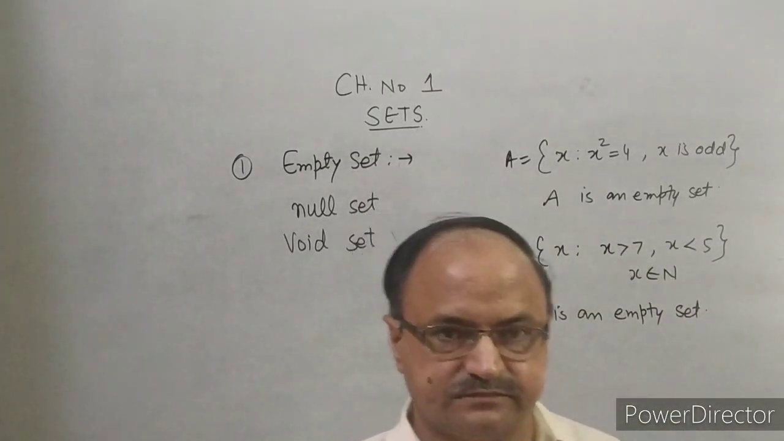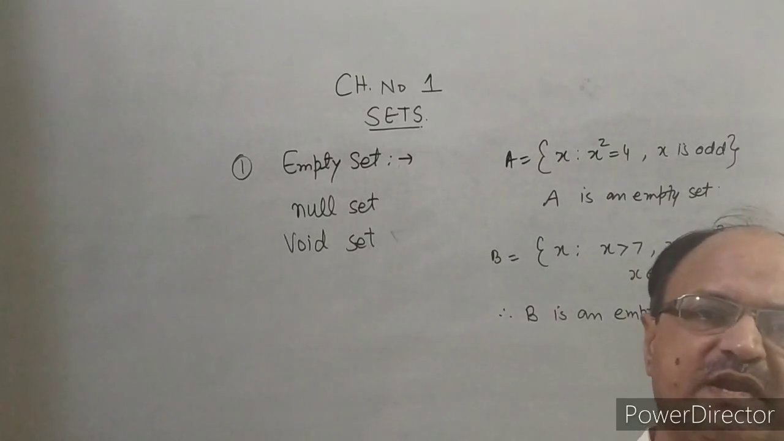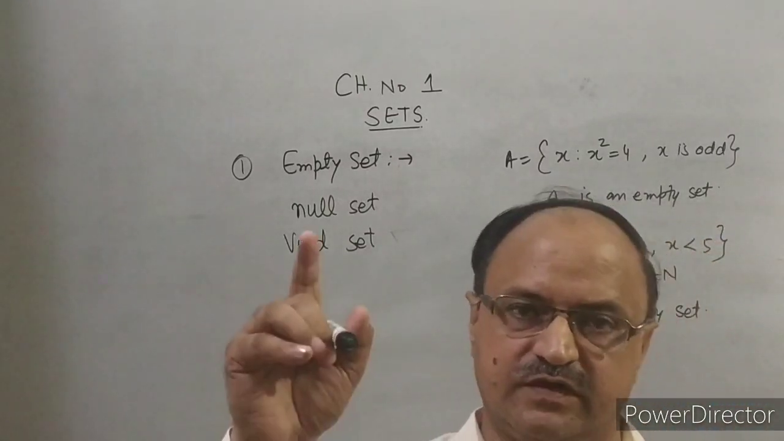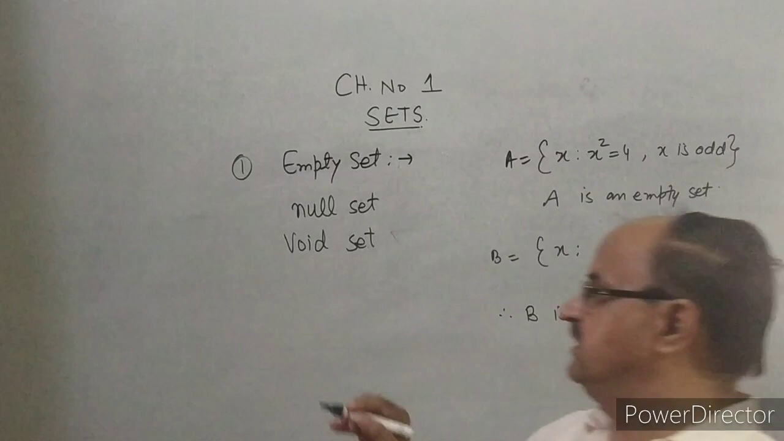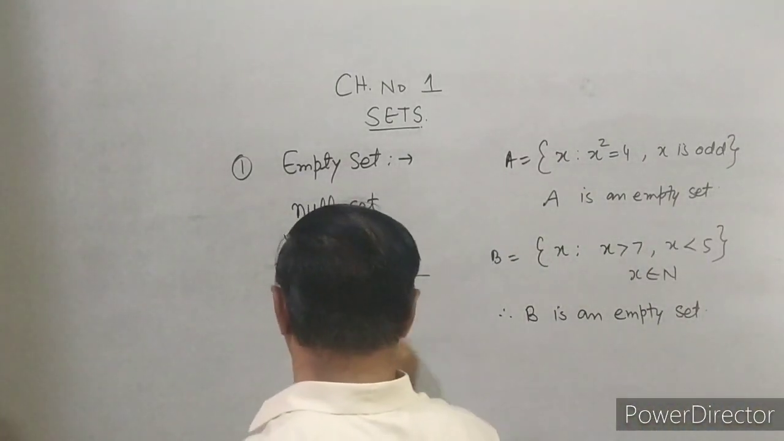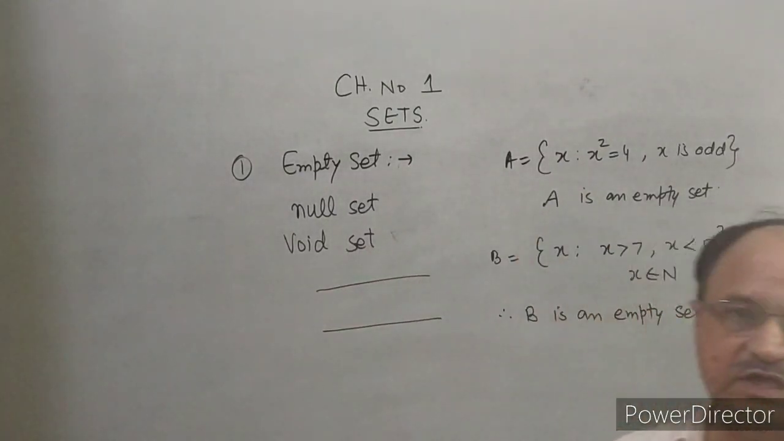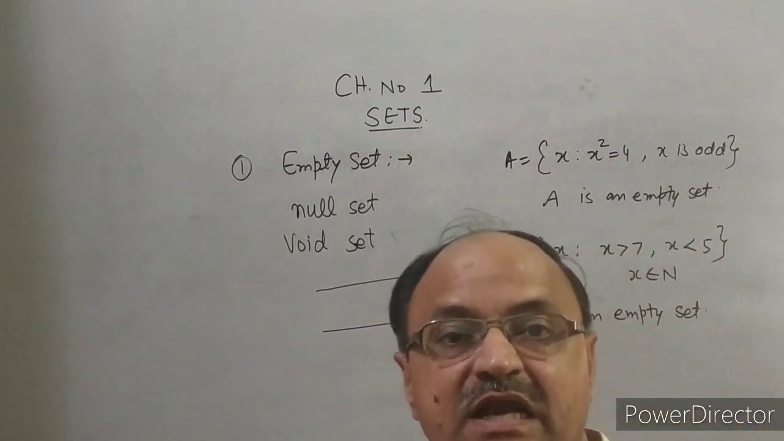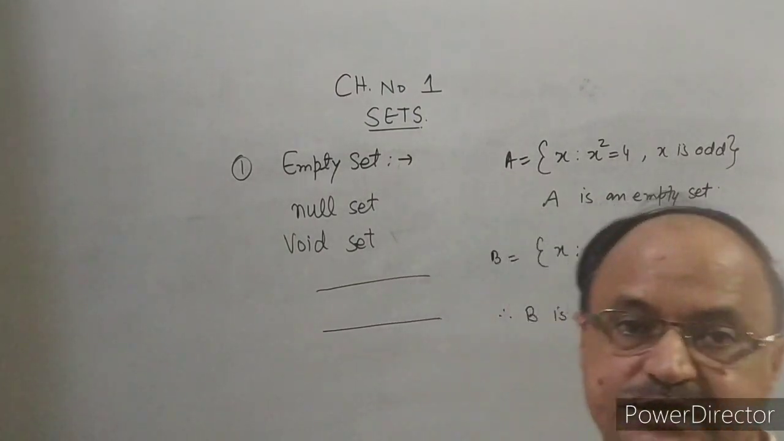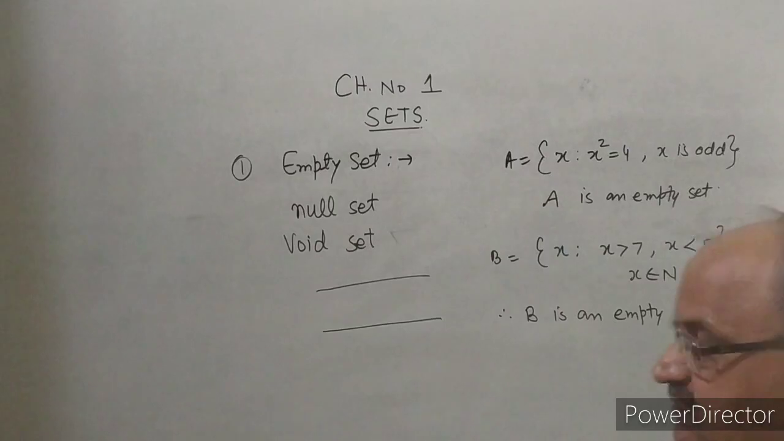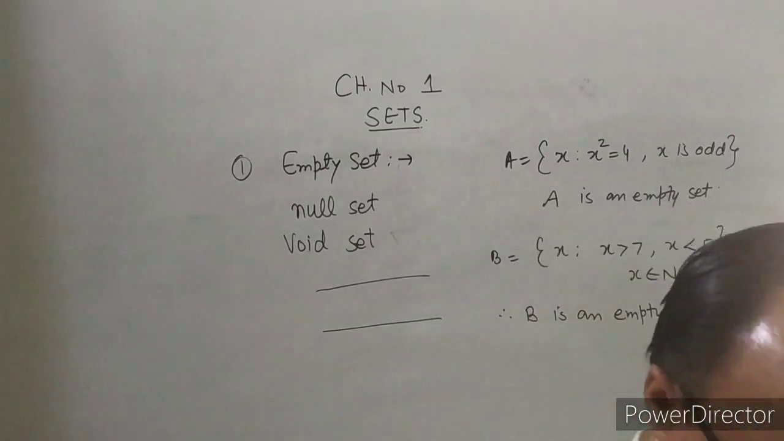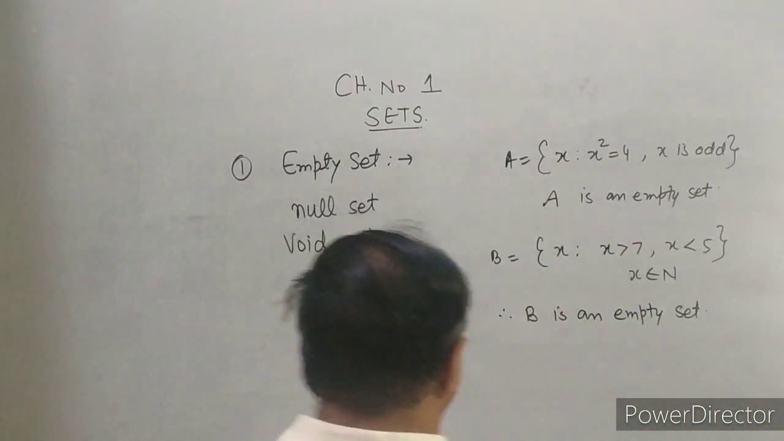Another example: you know that if two lines are parallel, can you tell me the point of intersection of two parallel lines? No point. Therefore, that is also an example of an empty set.